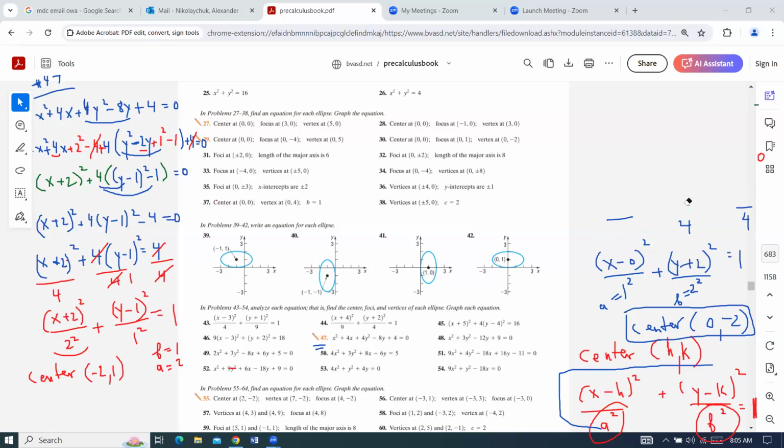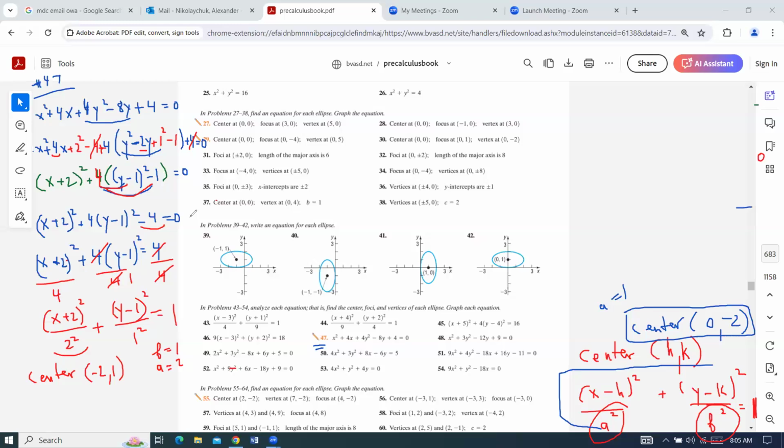Professor, where did you get the 4 that you moved to the other side? Number 4 was produced by distributing this 4 outside the parentheses over y minus 1, and then negative 1 times 4 was negative 4. Oh, okay. Thank you. Sure. Yeah, that's very good that you follow these little details.